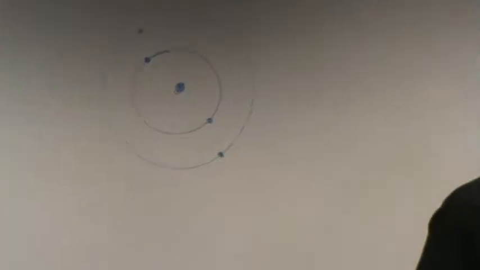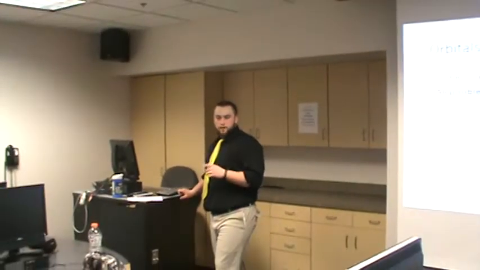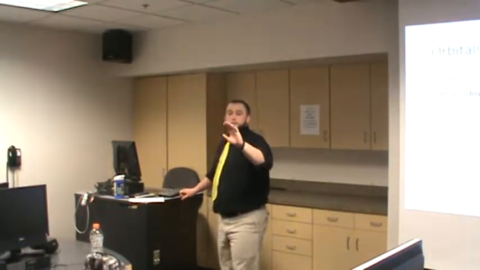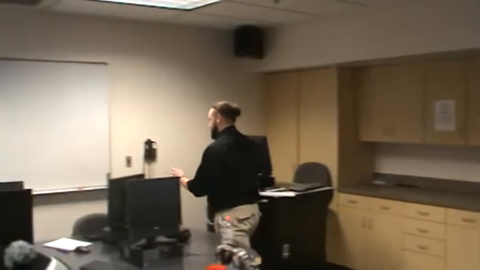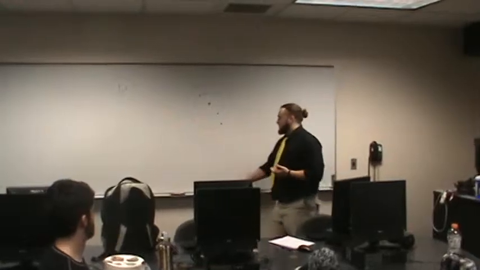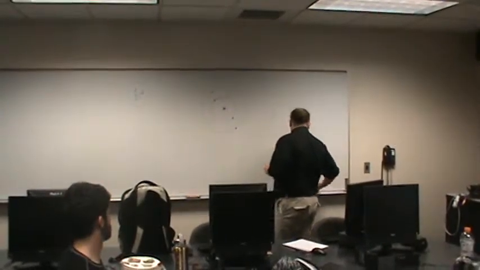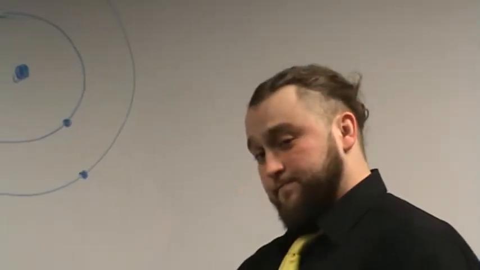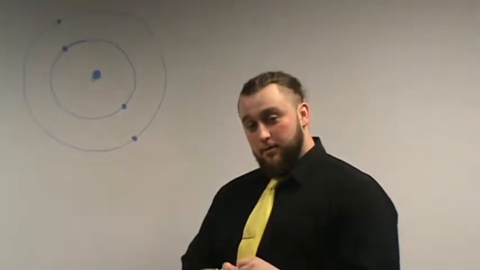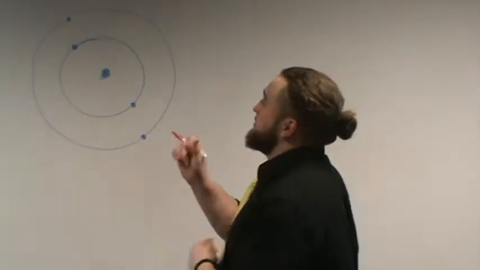The second energy level, that's what we know from the last lesson. How many electrons can the second energy level hold? Anybody remember? 4? Close. Double it. 8. There you go. So if the second energy level can hold 8 electrons, how many orbitals does it have? 4. Very good.